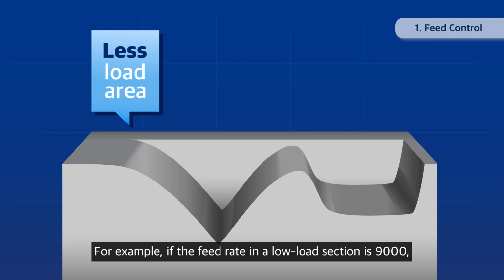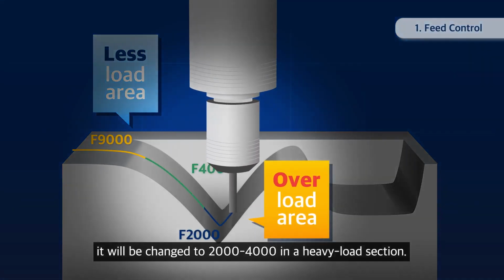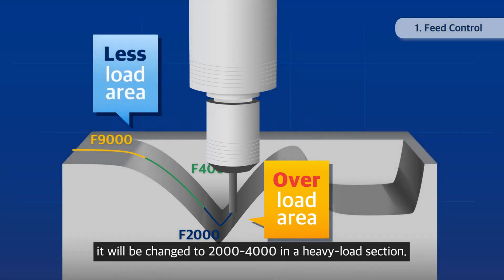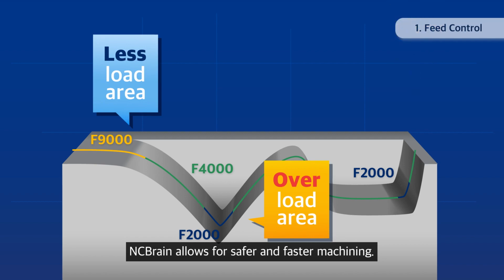For example, if the feed rate in the low load section is 9,000, it will be changed to 2,000 to 4,000 in a heavy load section. NCBrain allows for safer and faster machining.